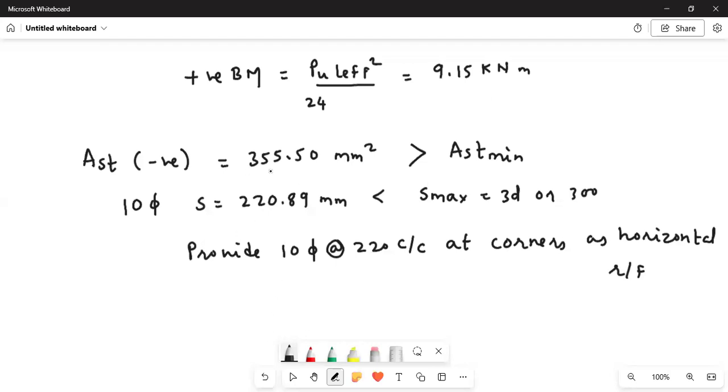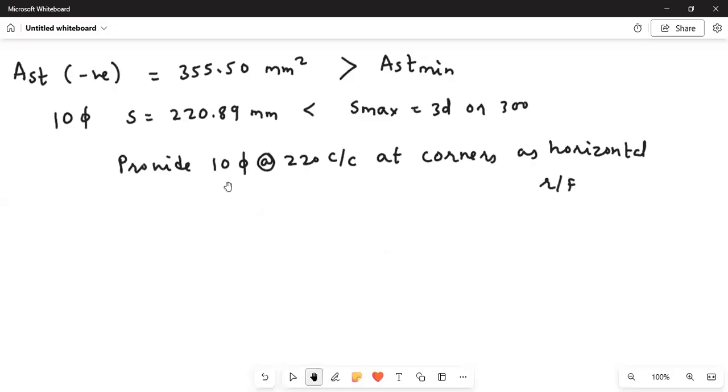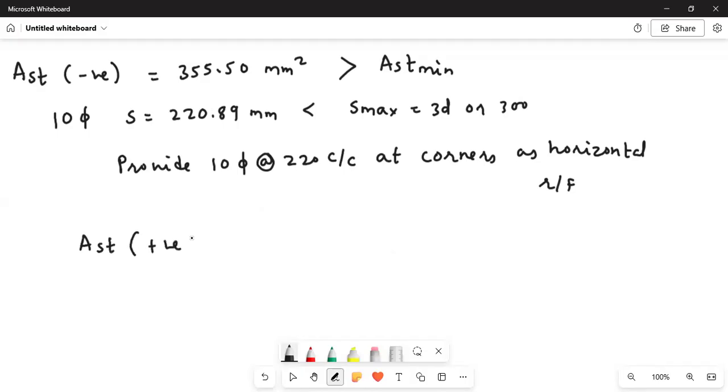Similarly, you can find AST for the positive bending moment. This is the AST for the negative bending moment, and similarly you can find AST for the positive bending moment using the same formula. AST for the positive bending moment that you are getting is 173.18, which is less than AST minimum.